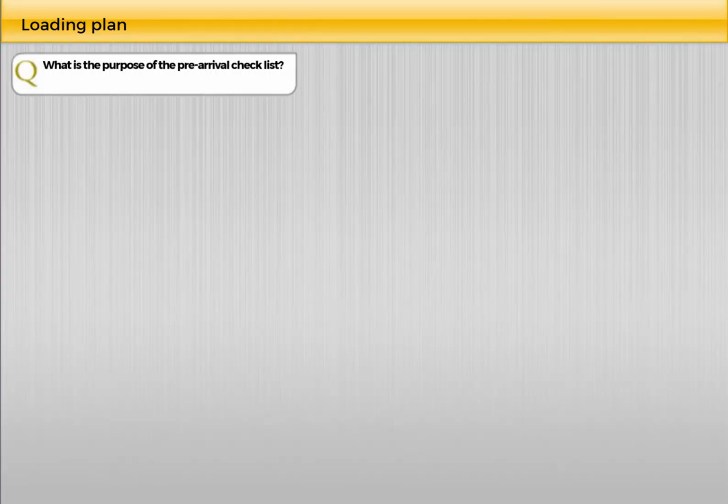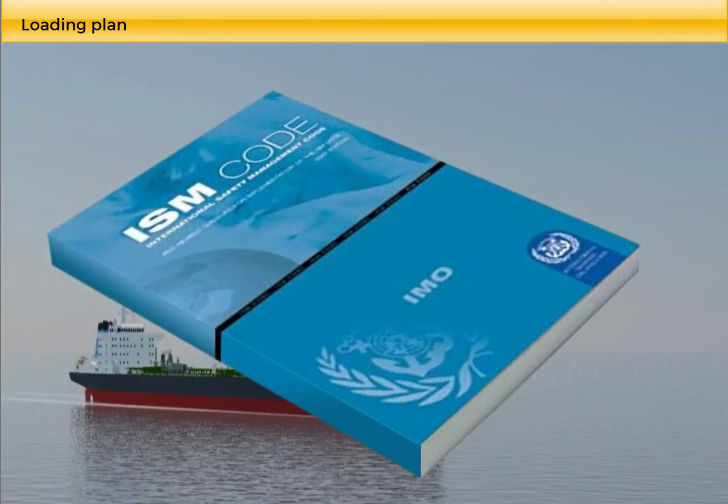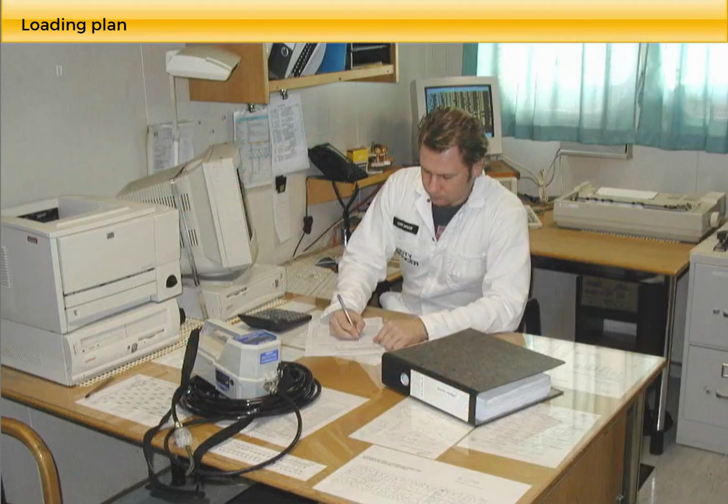What is the purpose of the pre-arrival checklist? Since the introduction and implementation of the International Safety Management Code, or ISM Code, mandatory from 1998, ship owners or other companies responsible for operation of ships have had to develop and implement safety management systems, both for the ships and shore-based organization. The safety management objectives of the company should provide for safe practices in ship operation and systems to monitor and document onboard activities where needed.